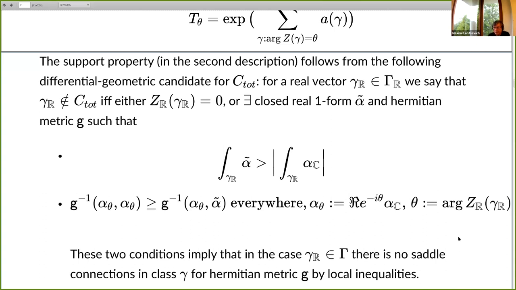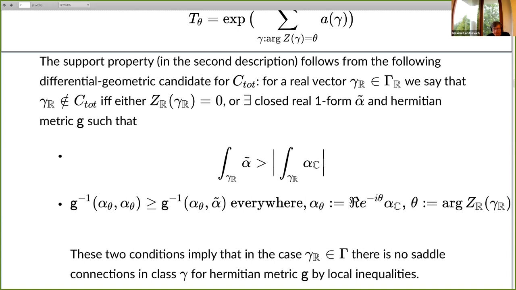And if we get direction theta, then we get a real one form, the real part of exponent minus i theta of my complex one form. Okay, so I'm reading a little bit backwards. So I get a theta. And now the condition is the following. There exists another real closed one form, alpha tilde, and a Hermitian metric G, such that the following two inequalities hold. First of all, you can pair this real homology class, which I loosely denote by integral, with my forms, alpha tilde, and with alpha theta. In fact, on the second part, I can put theta because of this argument condition. The integral will really be the integral of alpha theta.